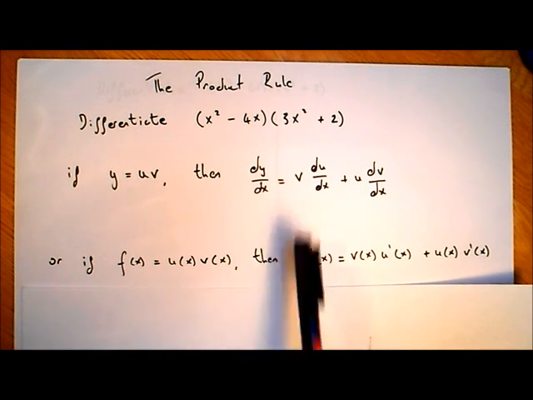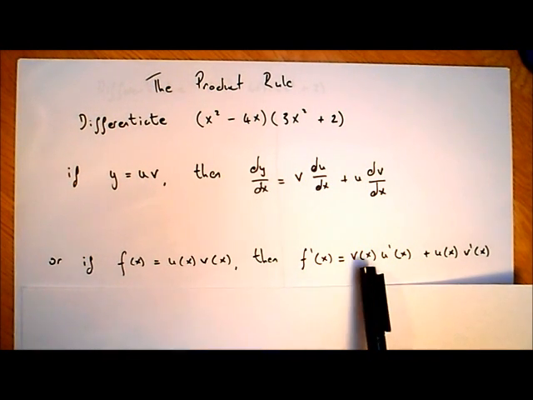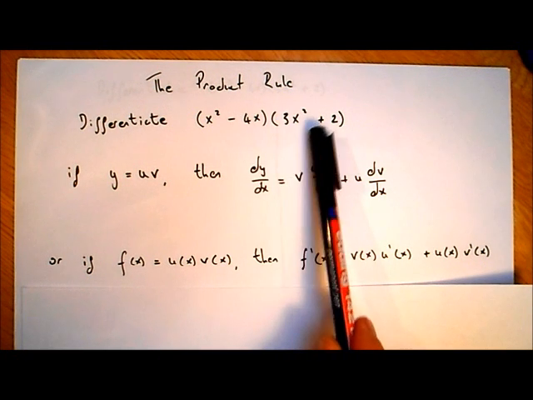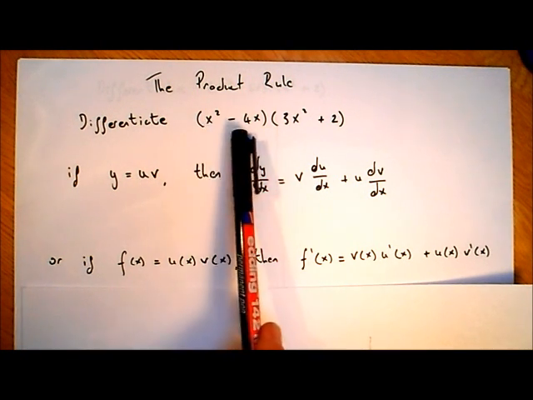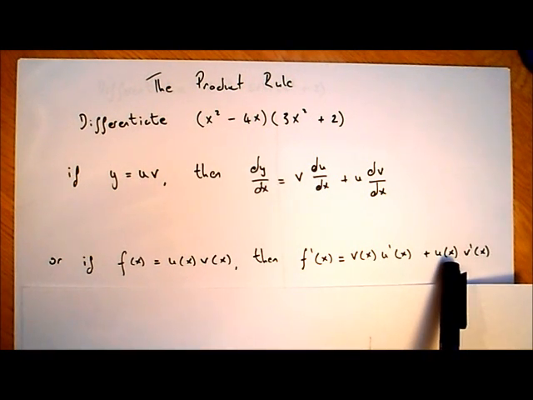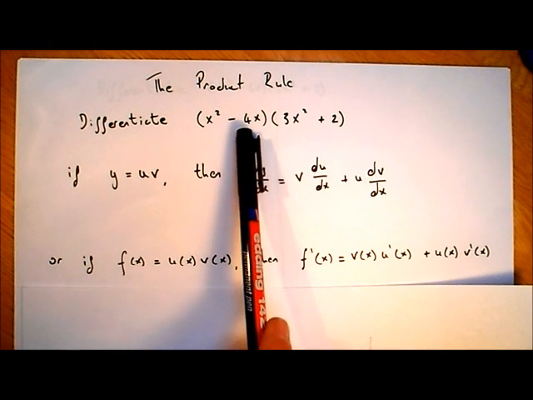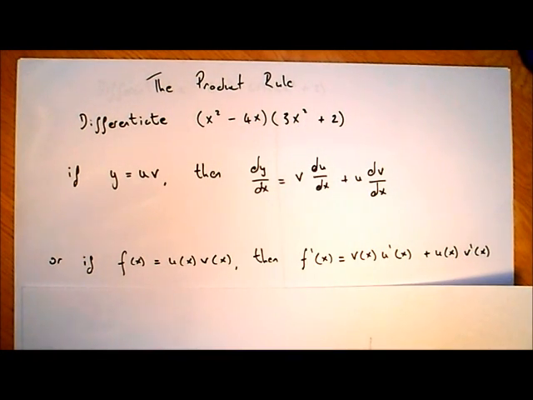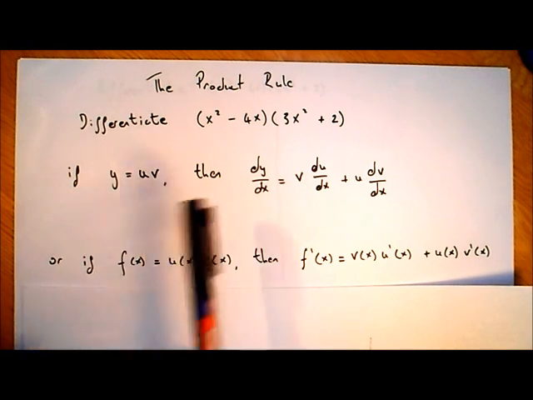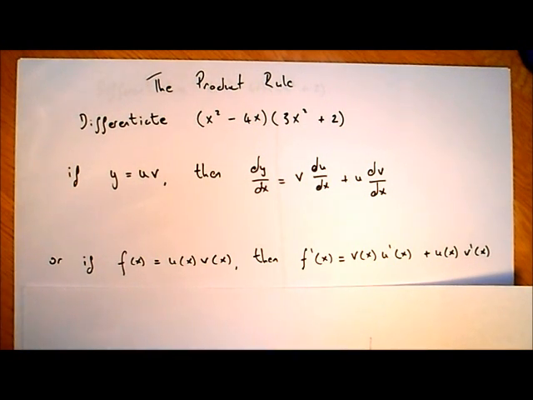Then f dash x, which is the dy dx part, is equal to v of x, this part, times u dash x. And remember, u dash x just means the u part, this part, differentiated, plus u of x, so this part, times v dash x, so this part differentiated. So those two rules are exactly the same. They might seem a little bit complicated at the moment, but when we do an example, they're actually pretty straightforward and easy to follow. So let's have a look.